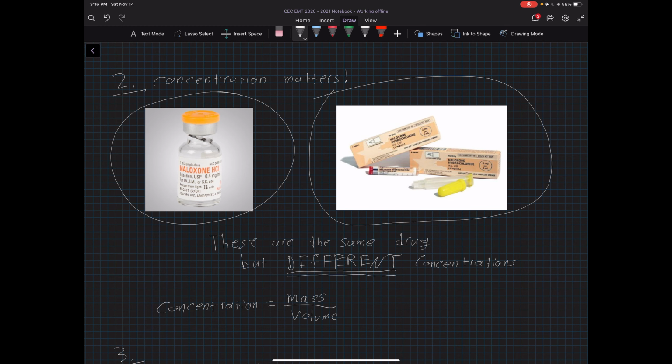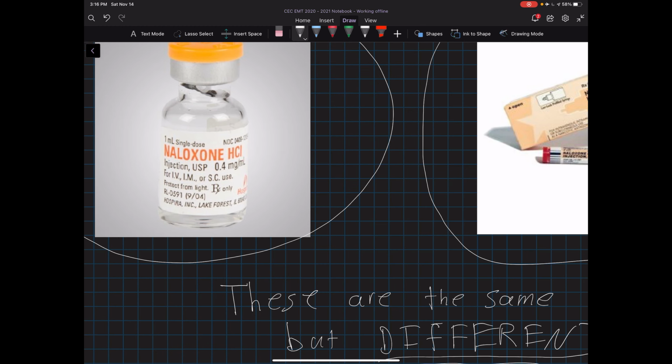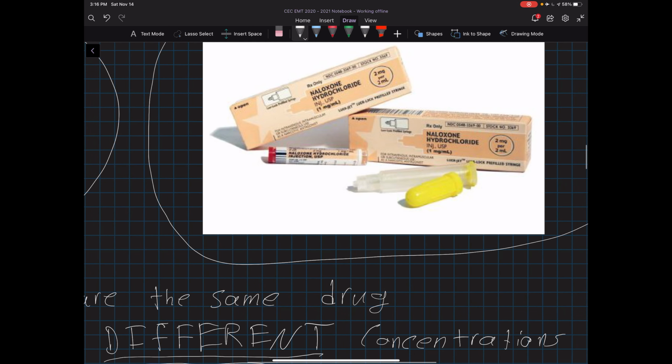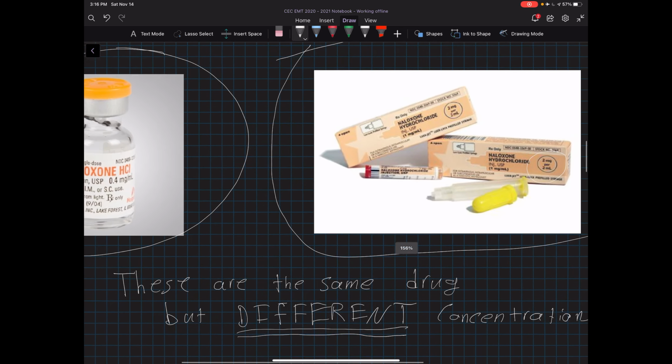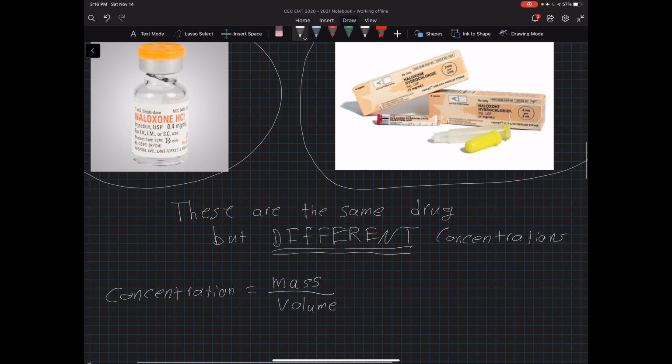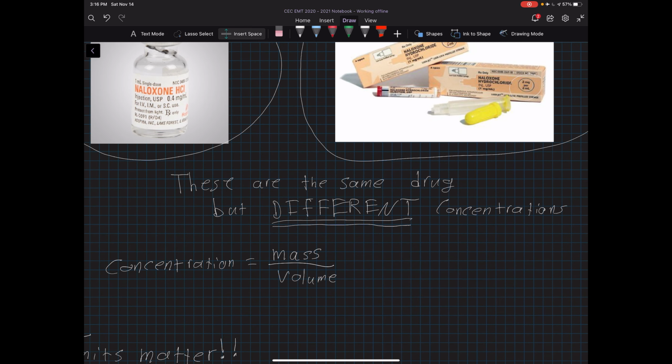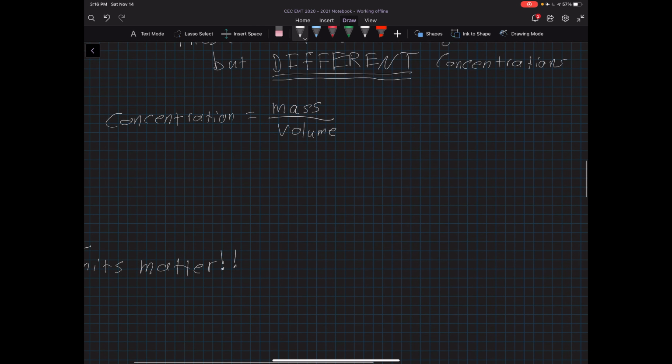Their concentrations are different. If you look closely here, okay, this is Narcan at 0.4 milligrams per ml. This, on the other hand, is 2 milligrams per ml. So the concentration is different, and because of that, the volume that you draw up, the number of milliliters that you draw up to get to the same dose will be different. Okay, so how do we deal with mass? Well, let me give myself a little bit more space here. Mass does not equal volume.